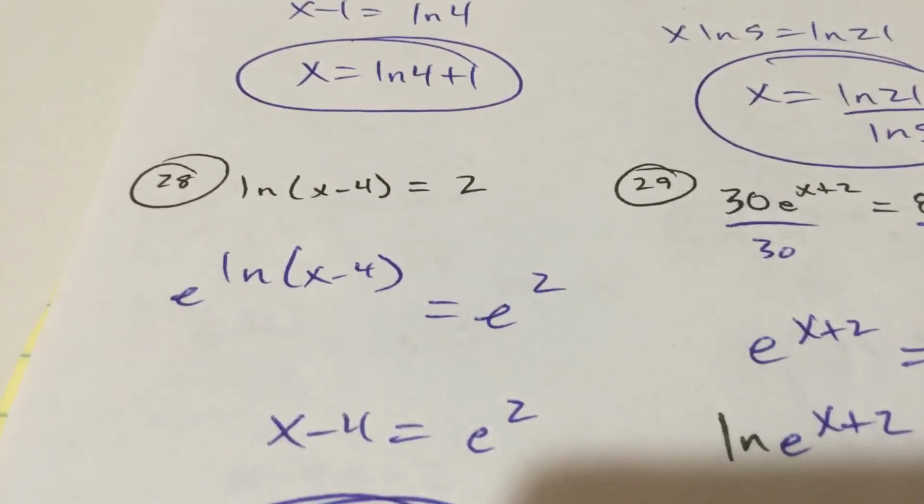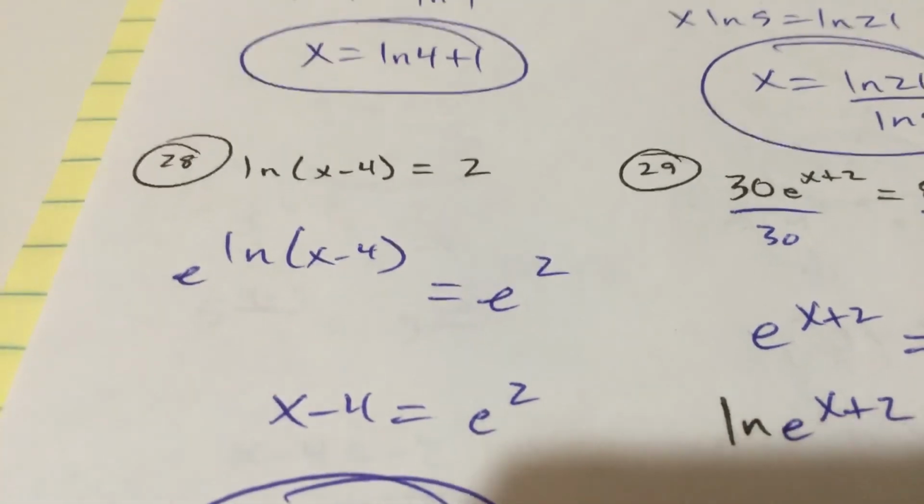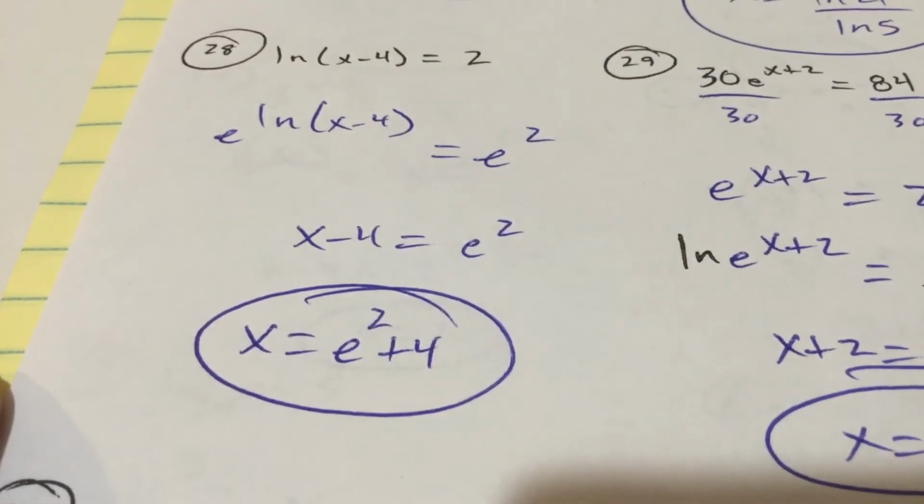How do I get rid of natural log? I attach e as a base. e to the natural log of x minus 4 equals e to the second. That means x minus 4 equals e to the second. x is e to the second plus 4.